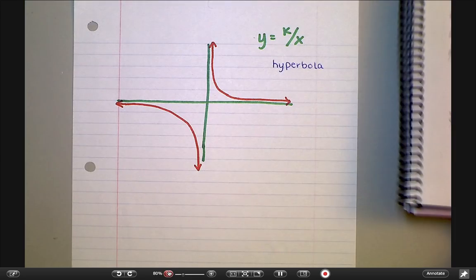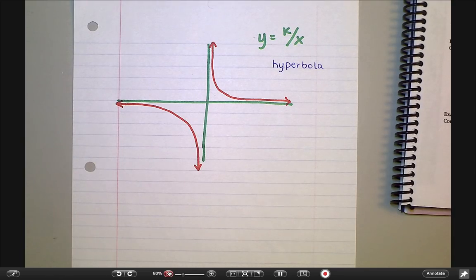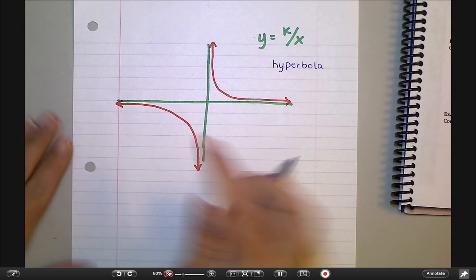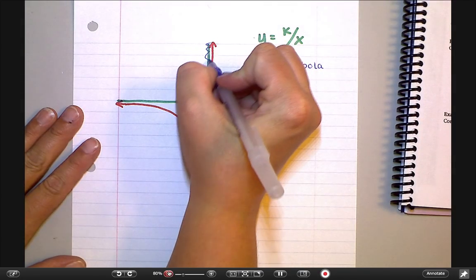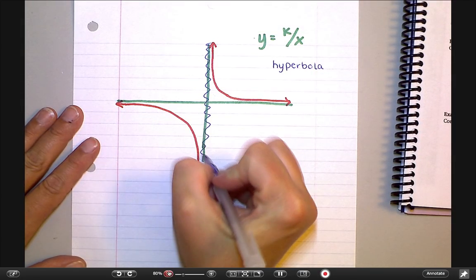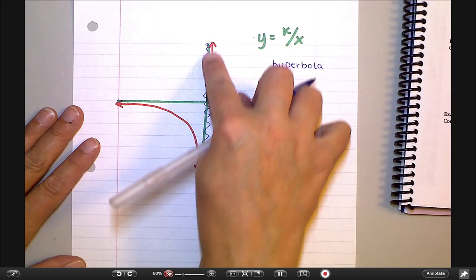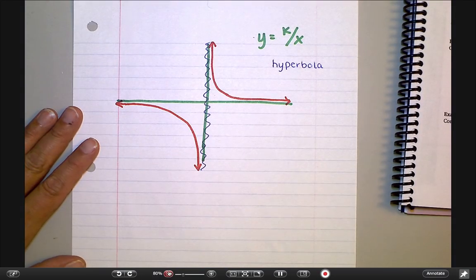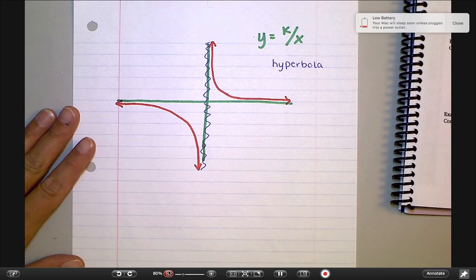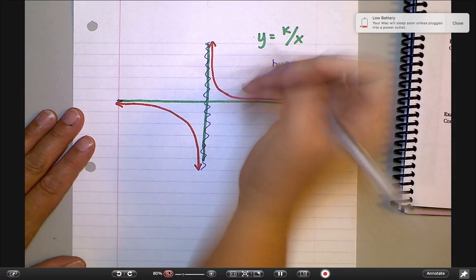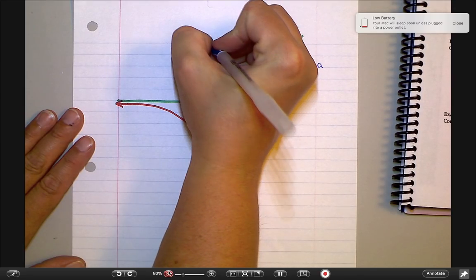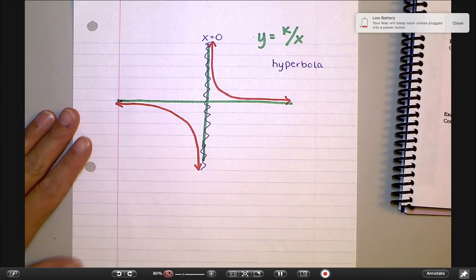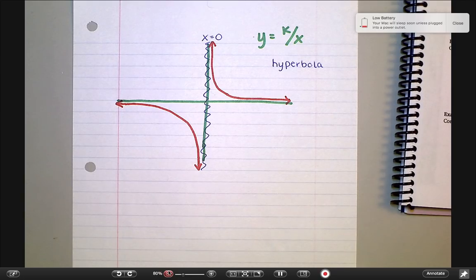I always refer to the asymptotes as like the electric fence, okay? And you'll notice this graph has two of them. See this right here? My graph is going to get closer and closer and closer to that vertical line up here and down here, but it's never going to touch it. That line, by the way, would be the line x equals 0. If you think about how we name lines in algebra, x equals 0 would be that vertical line up the center. So that's one of our asymptotes.